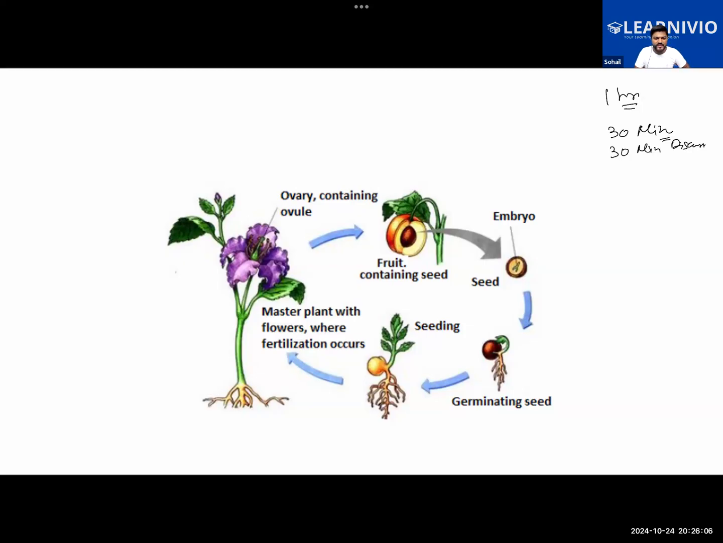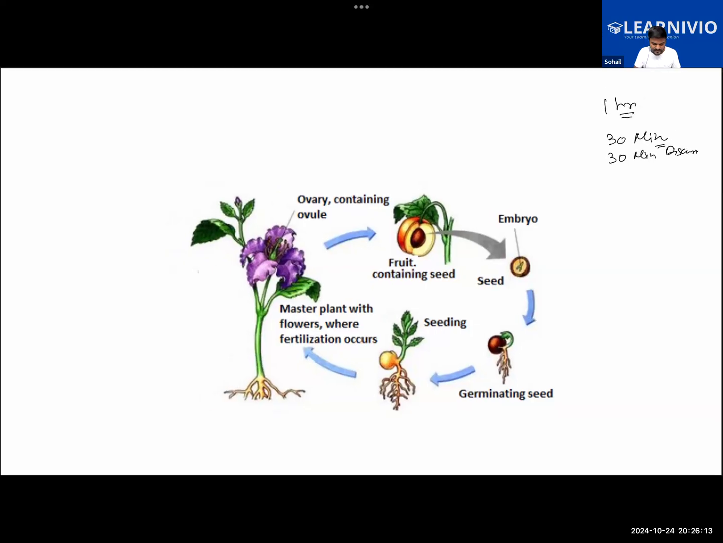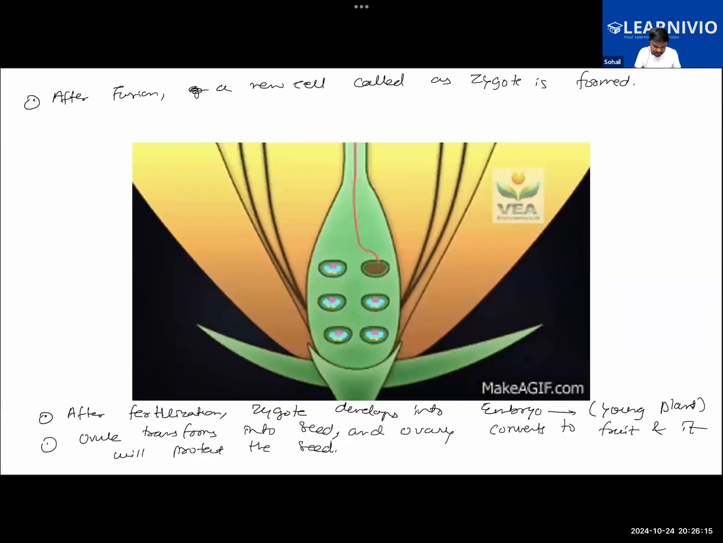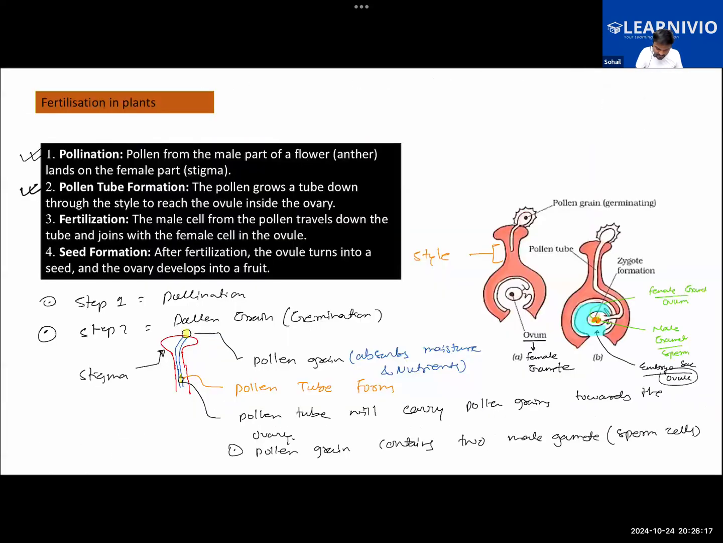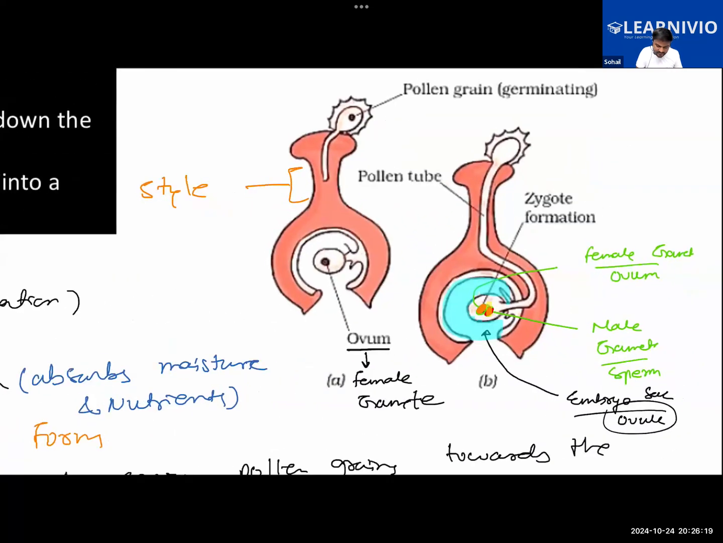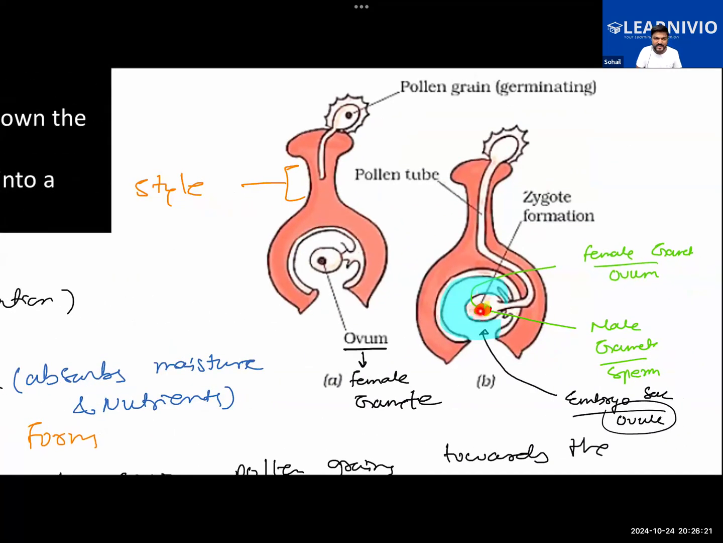Say, for example, if the zygote that is formed as the fusion of the male and the female gametes were to split into two halves like this, thereby two fruits will be formed. So that is the case of twin plants in the case of flowers.